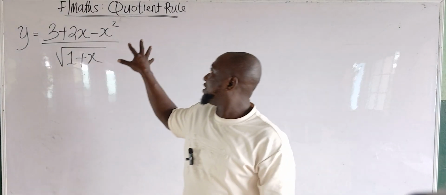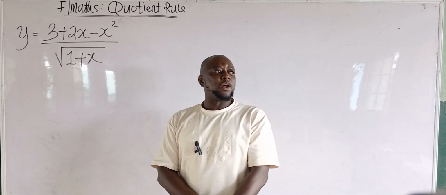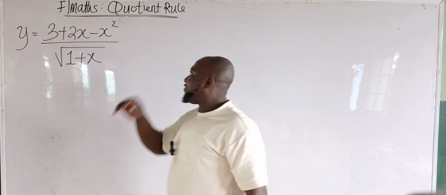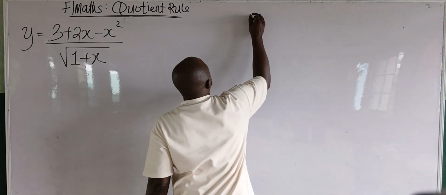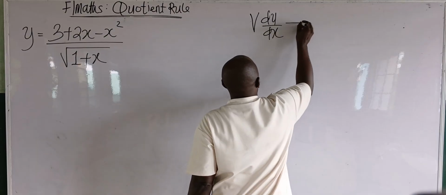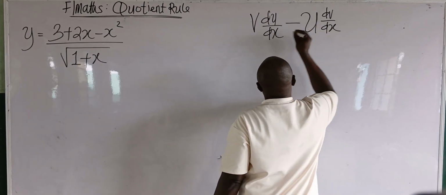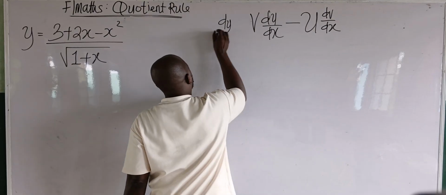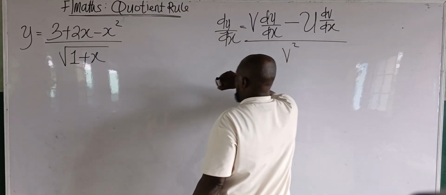So we are still discussing differentiation using the quotient rule method. First things first, let's quickly run over our formula. Our formula is v du over dx minus u dv over dx, all over v squared.